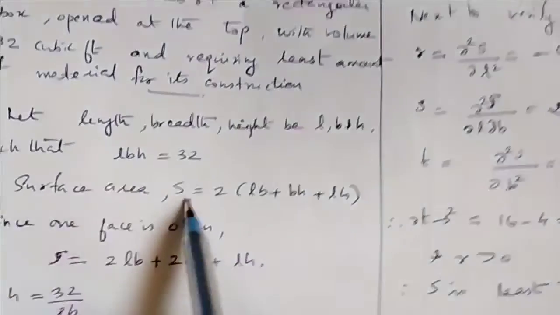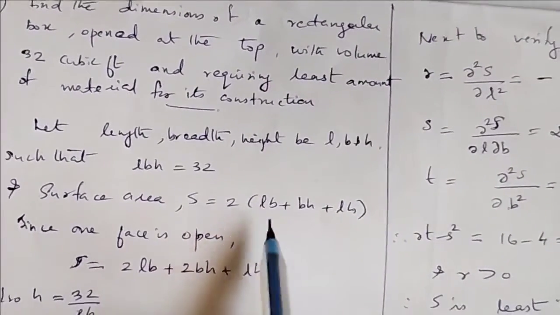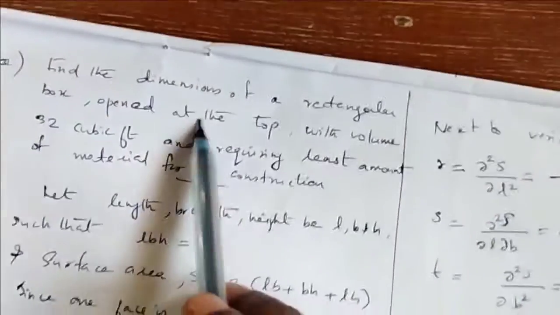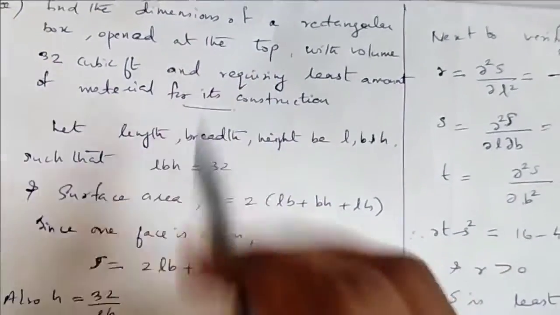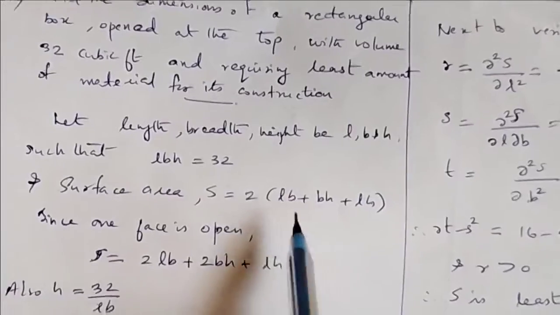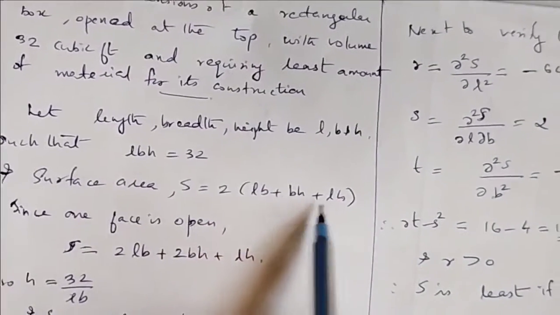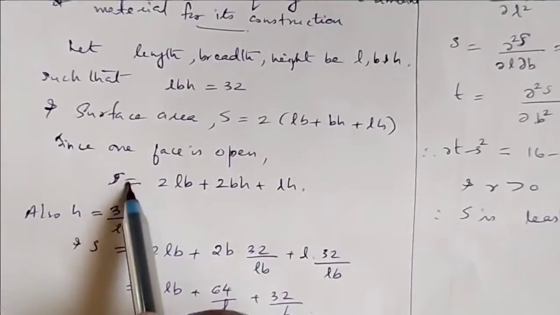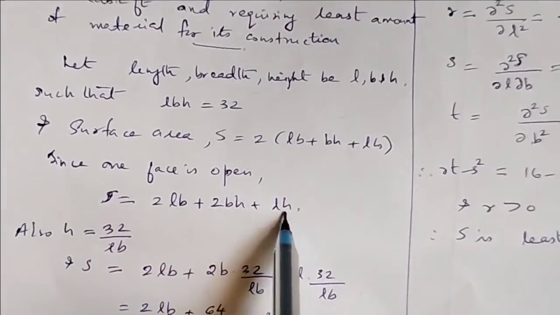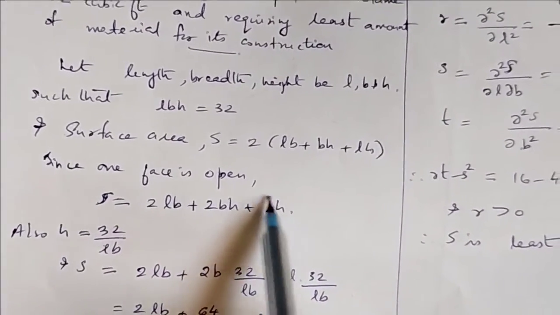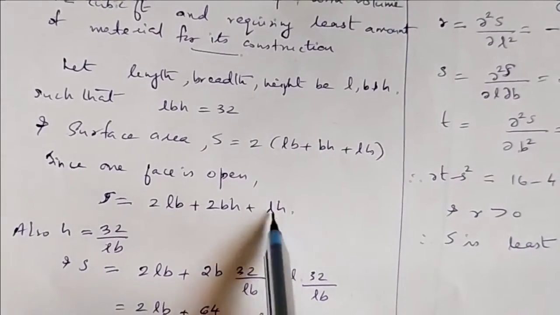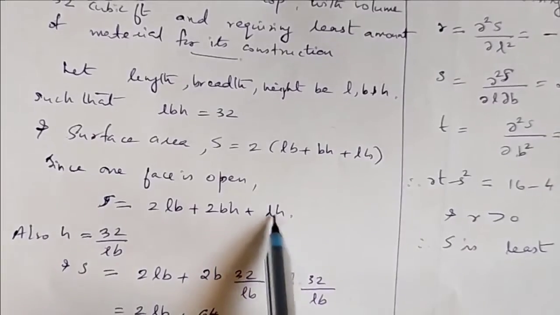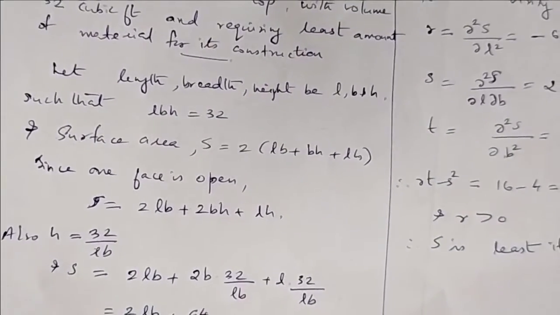So what is the surface area of a rectangular box? It is 2 into (LB plus BH plus LH). And since it is given that it is opened at the top, so one of the faces is open. So 2 times LB, 2 times BH, 2 times LH in this formula, we need a small modification, that is S will be 2LB plus 2BH plus LH, 1 time LH, because we are assuming that the face with the length and breadth, length and height, that is the open side.